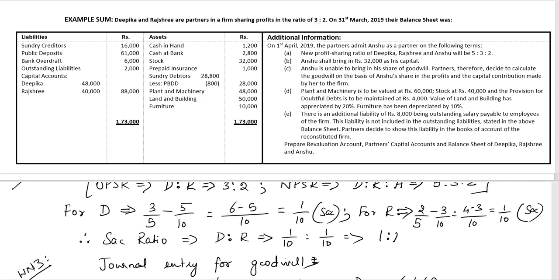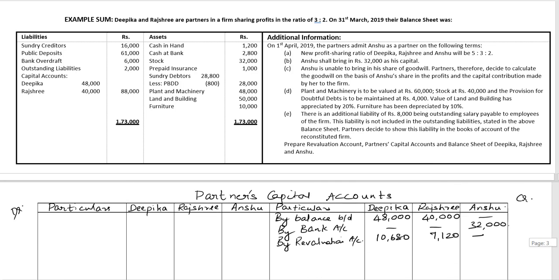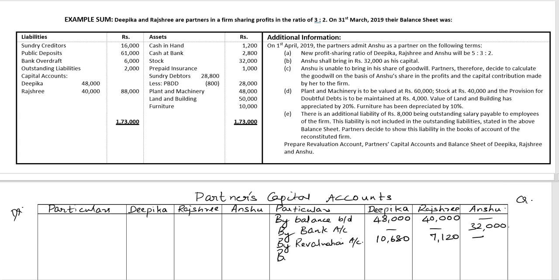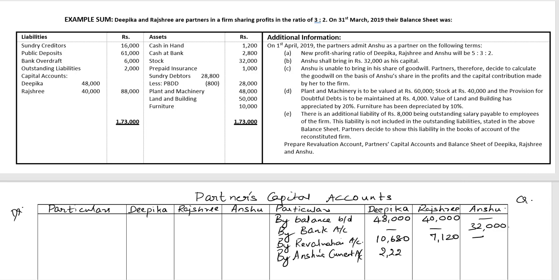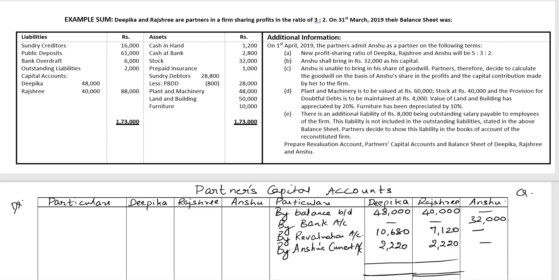If complete the working notes for hidden goodwill, let's enter this in the partners' capital accounts. By Anshu's current account, 2,220 for Deepika and 2,220 for Rajshri. All the entries are done. We'll balance the partners' capital accounts.